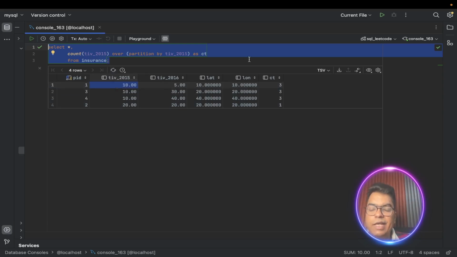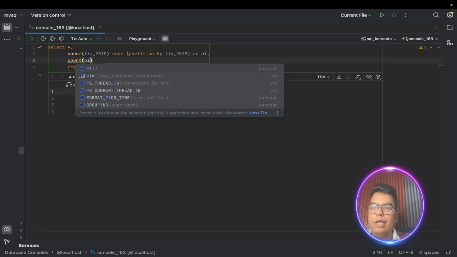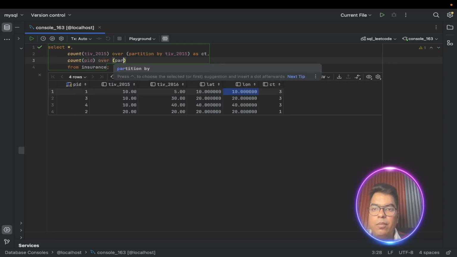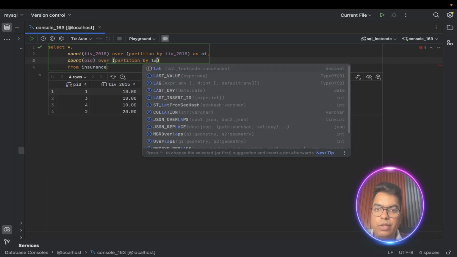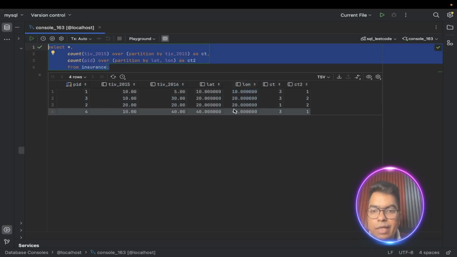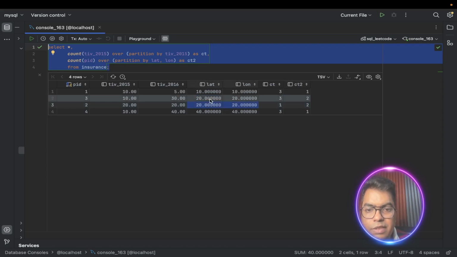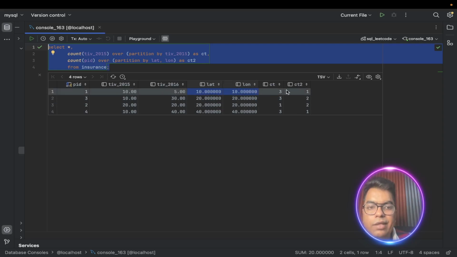The second thing I need to do is that latitude and longitude need to be unique. So again I'm going to do a count window function, count of PID only, over partition by two things, latitude and longitude, as CT2. If I run this query, you can clearly see this 2020 is present here as well. That's why the value comes out to be 2. 1010 has not been repeated anywhere else, and these values are unique. That's why it comes out to be 1.